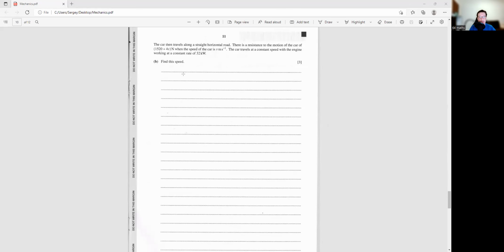Okay, this time we have a straight horizontal road. That's the car. We've got the resistance to the motion. And the car travels at a constant speed. So that means we have the driving force. And this time the power of the engine is 32 kilowatts or 32,000 watts.